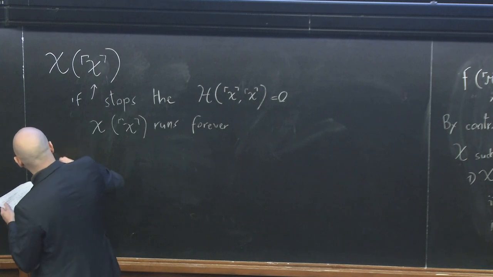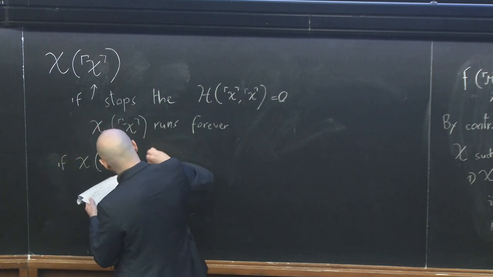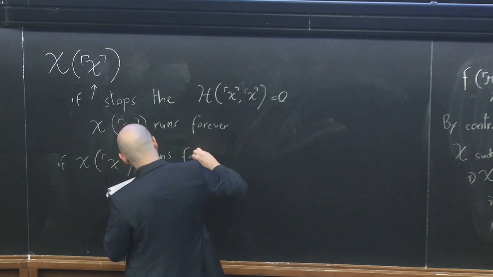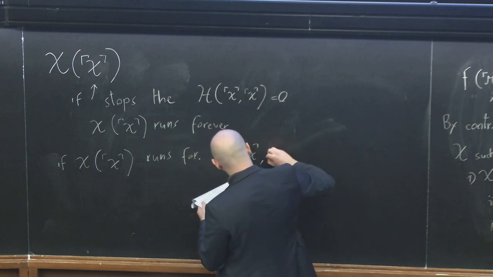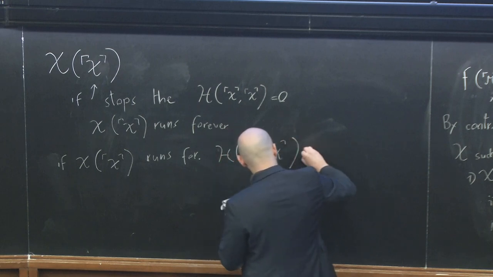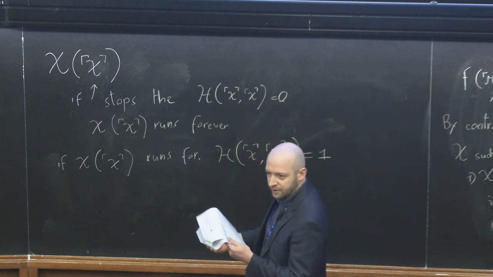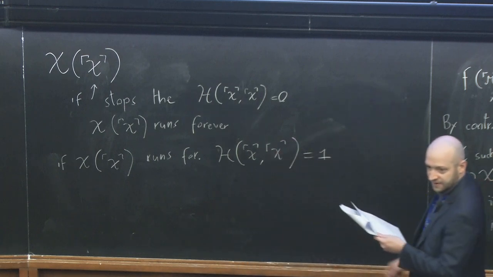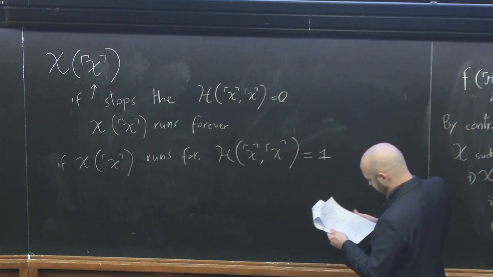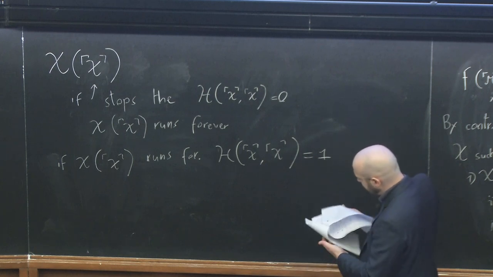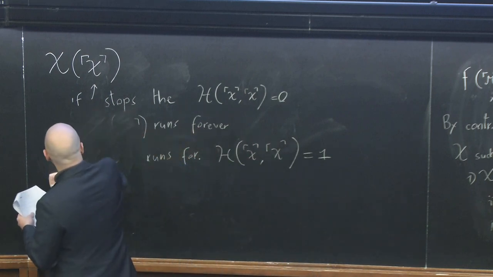But if I assume that it runs forever, then by construction it means that H equals 1, which means it stops. So this obviously is contradictory, and by contradiction this H cannot exist. So F is non-computable. The halting problem is non-computable, and this is a proof of that statement. Let me finish here.